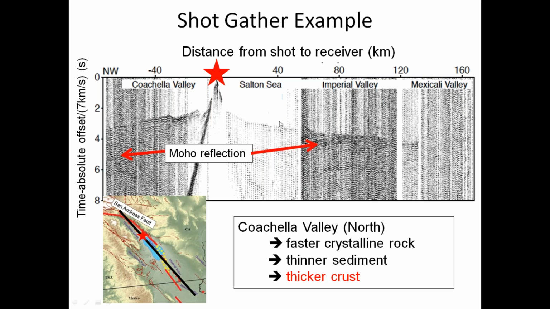To the right, or to the southeast, the Moho reflection is at about 4 seconds time, and we see a Moho reflection multiple at greater depths. The Moho reflection to the north in the Coachella Valley is greater than 4 seconds. This suggests there is a thicker crust in the Coachella Valley than in the Imperial Valley.